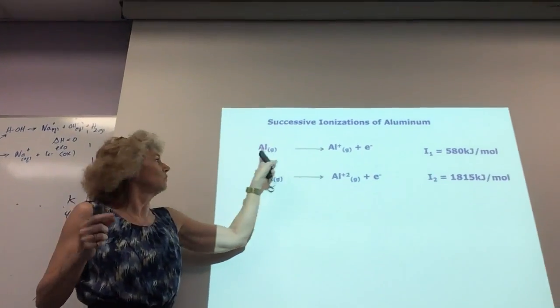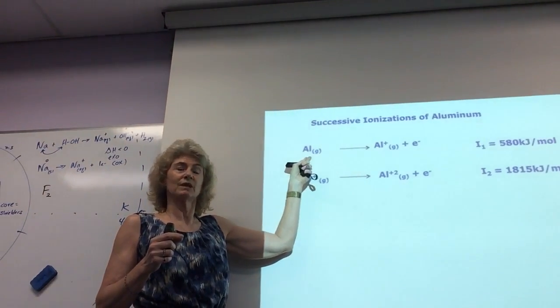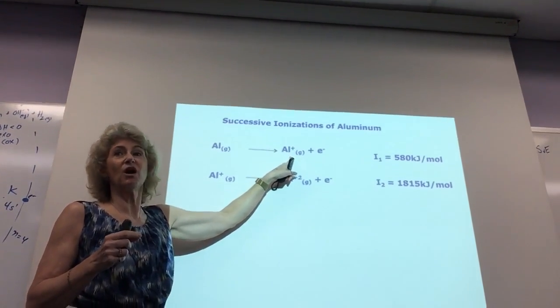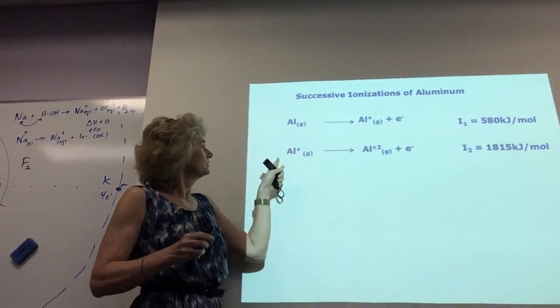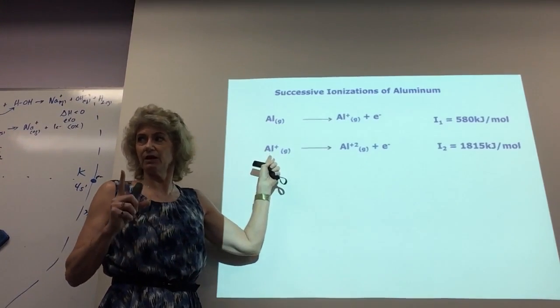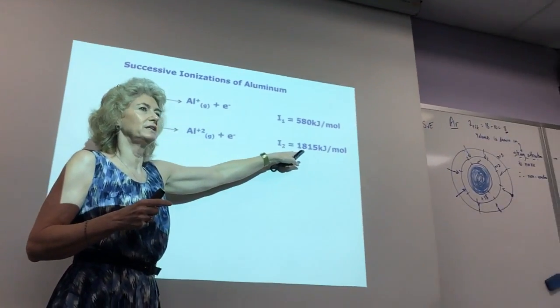There's one less electron. How many protons are in aluminum? 13. So there's 13 here. There's still 13 here, but there's only 12 electrons. So, Joyce, you said it right. They're more tightly held. So now when we zap those plus one ions, those electrons are even harder to remove. It's reflected in the higher IE.